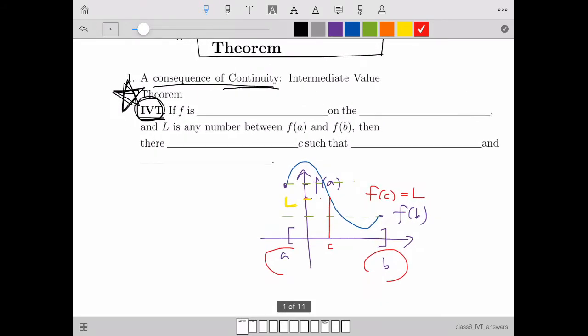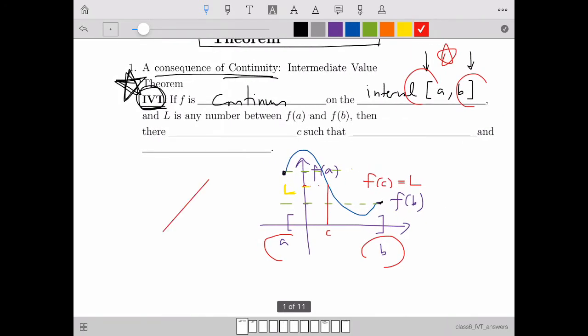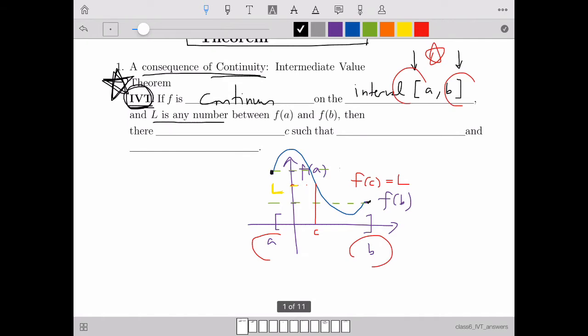Okay, so let's write that down. If f is continuous on the closed interval a comma b, I have to have f of a and f of b defined, so I should include a and b as the endpoints. So this closedness is important. So f is continuous on the closed interval a comma b, and L is any number between f of a and f of b. Between means L is strictly between, so f of a is not included and f of b is not included, because I know that at a it is f of a and at b it is f of b, so they are not interesting. So I'm assuming that L is in between.